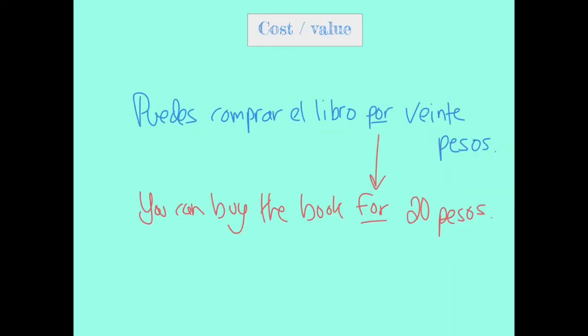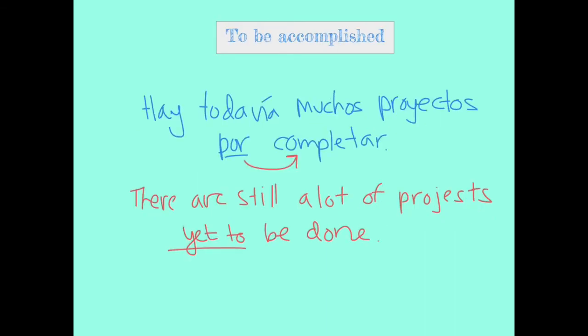When you talk about the cost of something or its value, what you would have to pay in order to get this item, you would use por as well. So, puedes comprar el libro por 20 pesos. You can buy the book for 20 pesos. Any instance that's really any type of exchange, that's going to use por, and cost or value is one of those things.